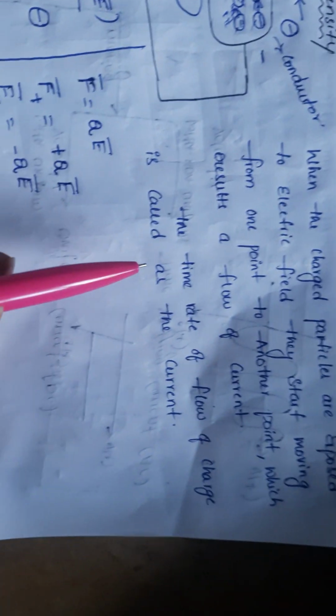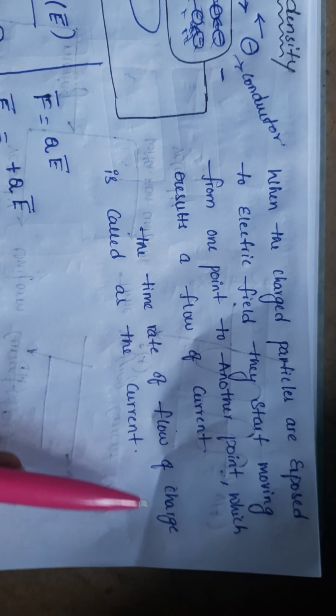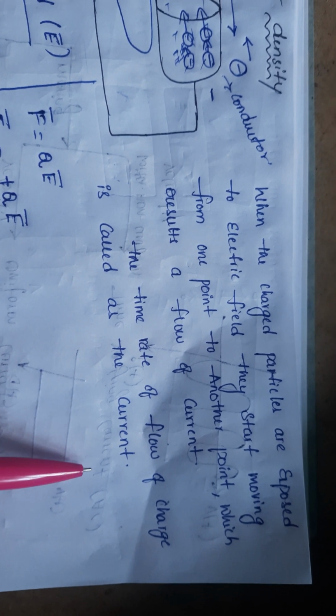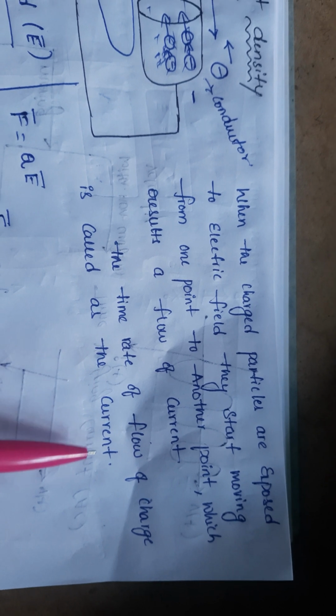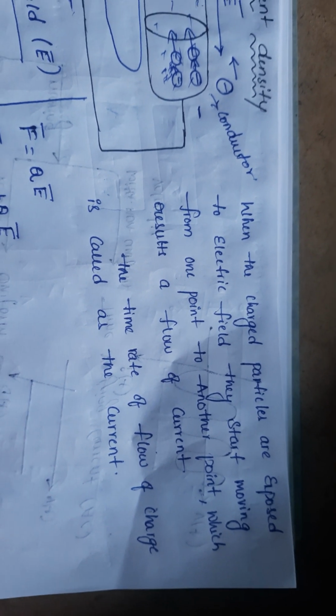The definition of current: the time rate of flow of charge is called the current. The time rate of flow of charge is called as the current.